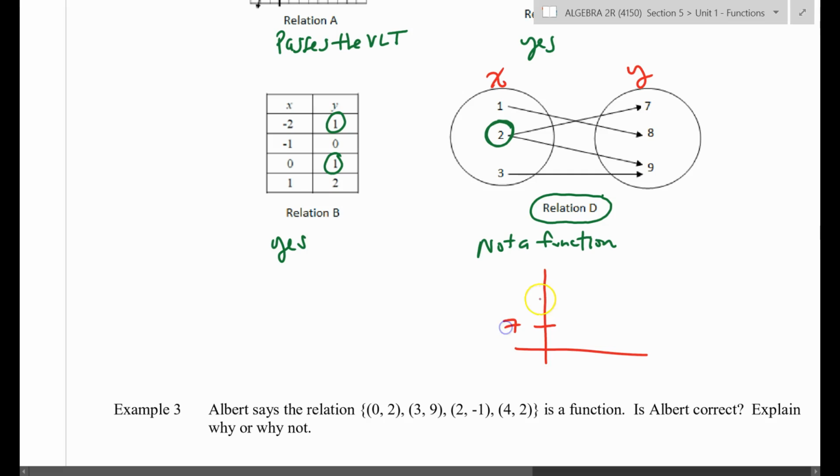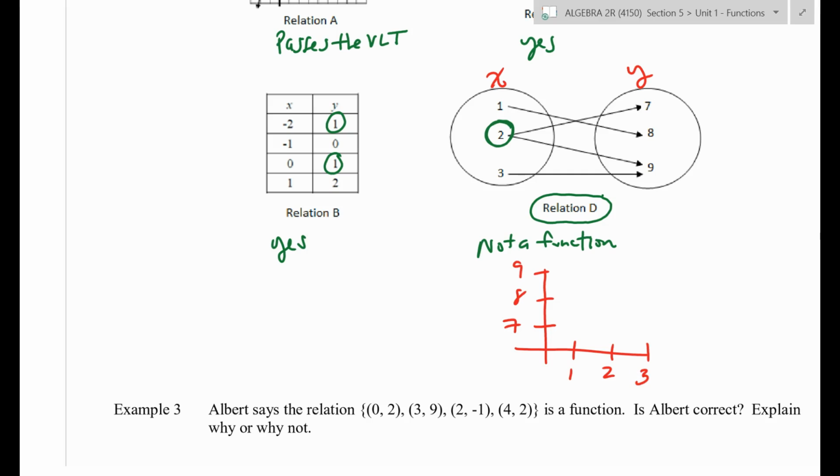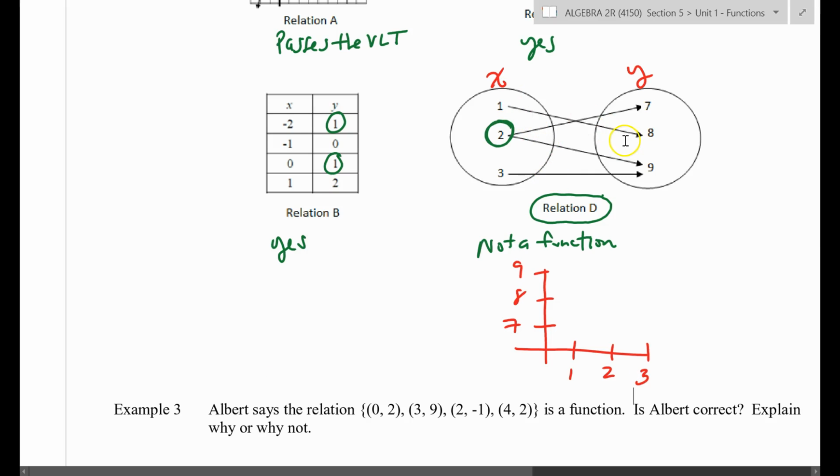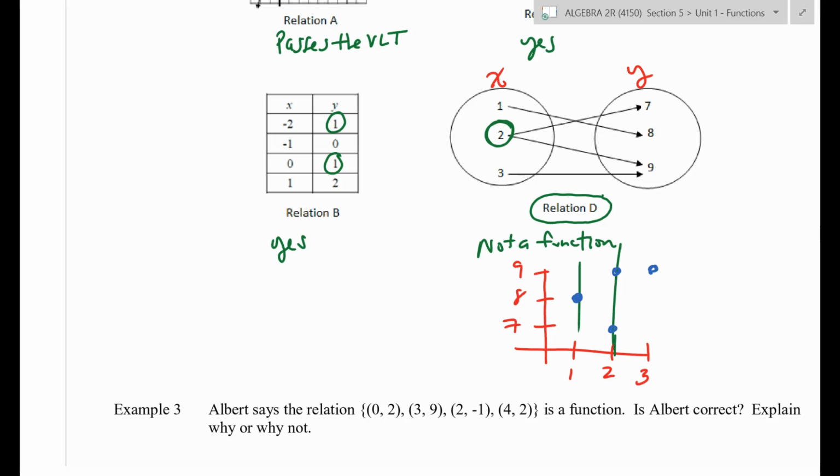Like this? Here's a 7, here's an 8, here's a 9, here's a 1, a 2, and a 3. And so can I quickly plot these points? So I have the point 1, 8. I have the points 2, 7, and 2, 9. And I have the point 3, 9. So do these points pass the vertical line test? Well, there's the vertical line. Does that particular line pass? But does this one right here? No. And that's a way that you could take something and actually create a graph and do a vertical line test. Happy?